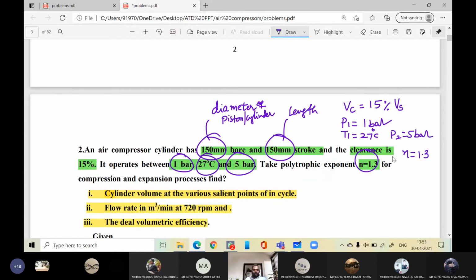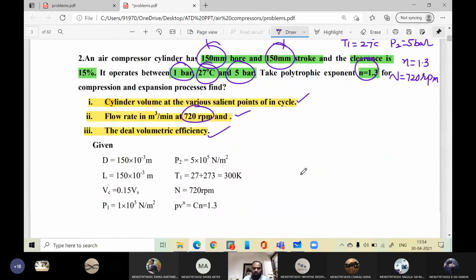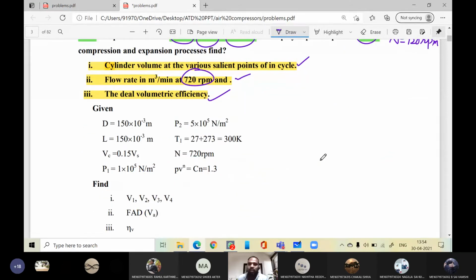So what is being asked? Cylinder volume at various salient points in the cycle, and flow rate in meter cube per minute at 720 rpm. Speed N is equal to 720 rpm, and volumetric efficiency. First you need to draw the figure, because he is asking for volume at all the points, so first you should know the PV diagram.